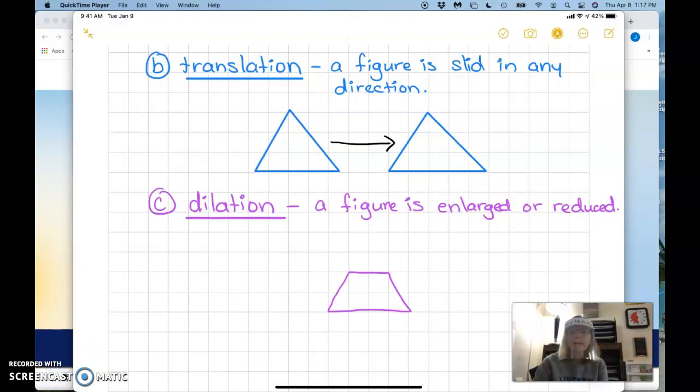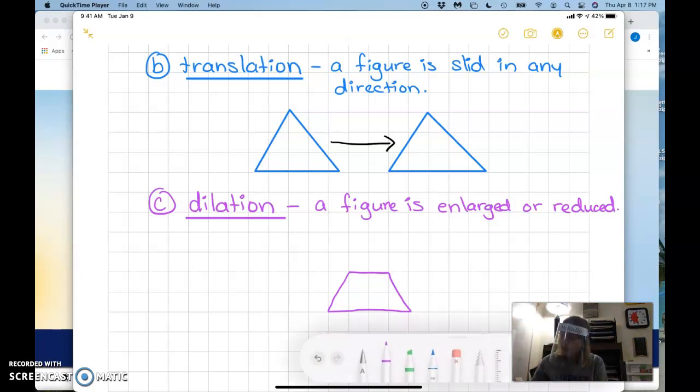Number 3 is a dilation. That is a figure that is enlarged. That means you make it bigger, or reduced. You make it smaller. So if I were to dilate this trapezoid, then I could make it larger.